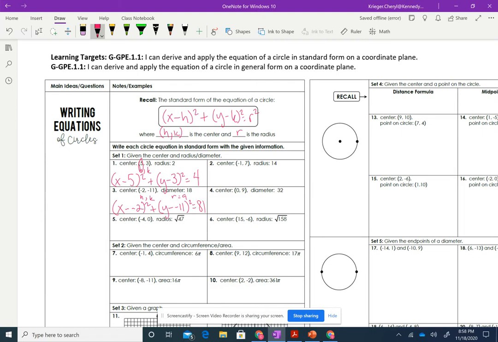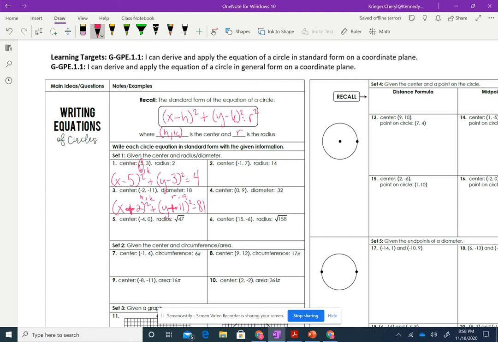So notice I wrote a double negative, right? Because it's x minus h, and h is negative. So this double negative becomes positive 2 and positive 11. So it's actually (x + 2)² + (y + 11)² = 81.